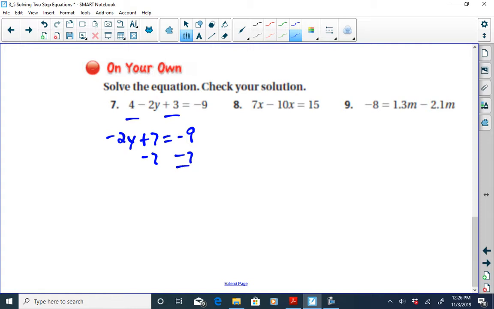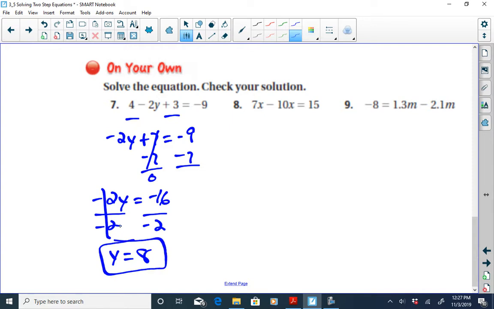I can use my inverse operations. Subtract 7. They cancel. Negative 2y is going to be equal to negative 16. Divide by negative 2. Divide by negative 2. They cancel. Y is going to be equal to 8. Right, next example. 7x take away 10x. That's going to be negative 3x is equal to 15. We have a one-step equation there. Divide by negative 3 on both sides of the equation. X is going to be equal to negative 5.